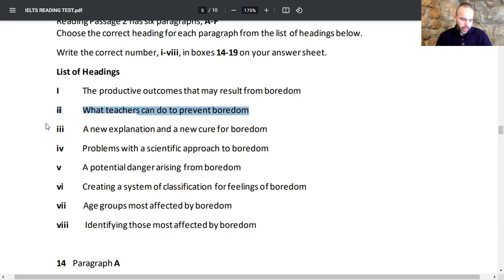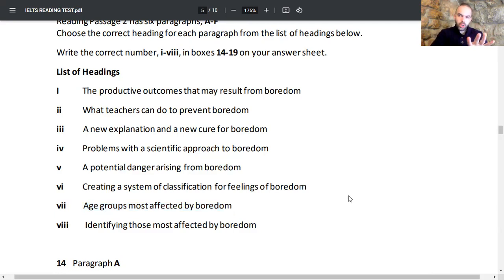So don't worry about number 2 and number 7. Number 2, which is what teachers can do to prevent boredom, none of the paragraphs match with this, and none of the paragraphs match with number 7, which is age groups most affected by boredom. So I'm sure that none of the paragraphs matches with these 2. So I try now.